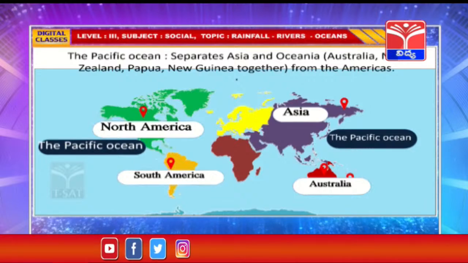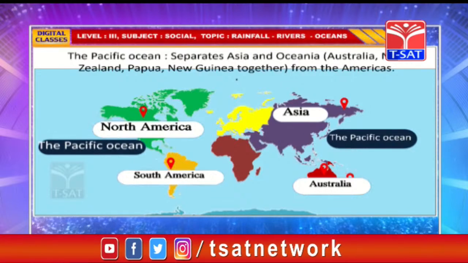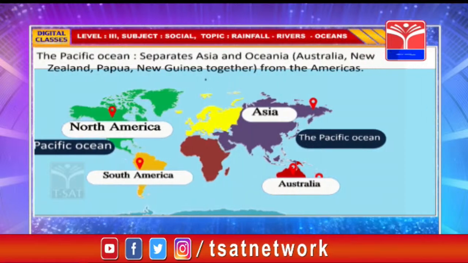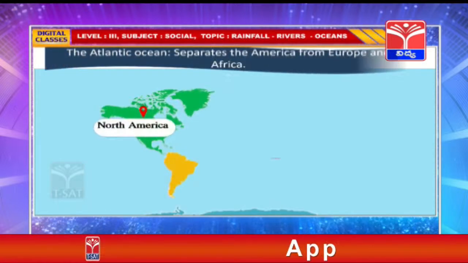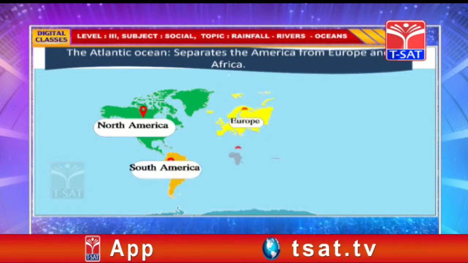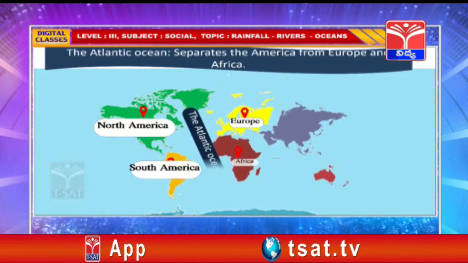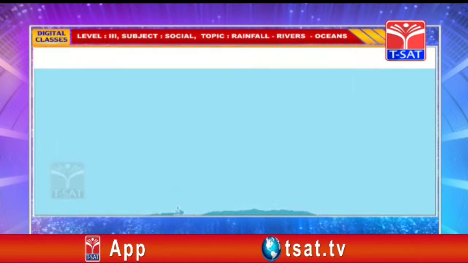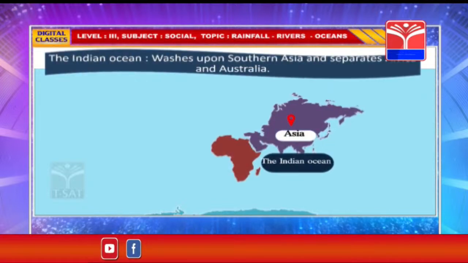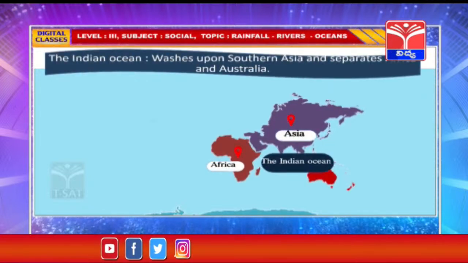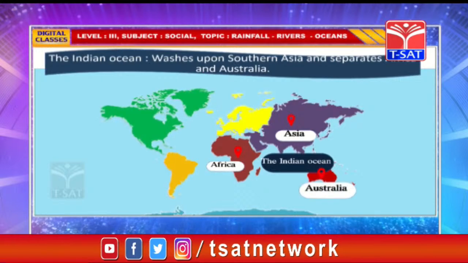The Pacific Ocean separates Asia and Oceania from the Americas. The Atlantic Ocean separates the Americas from Europe and Africa. The Indian Ocean washes upon southern Asia and separates Africa and Australia.